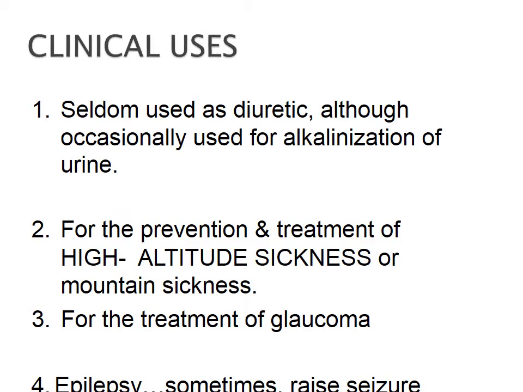Now, the clinical uses. They are used for alkalization of the urine, where they increase the pH of the urine, and they are also given for the prevention and treatment of high altitude sickness or mountain sickness. In mountain sickness there is an alkalosis, so we treat it by giving the diuretic because it causes an acidosis.